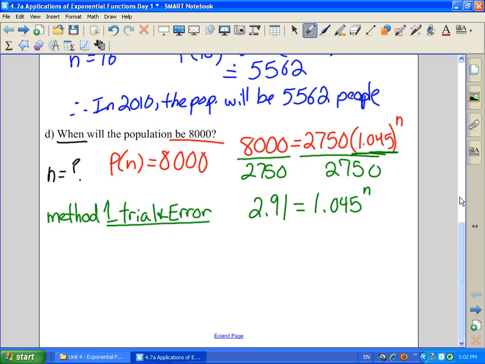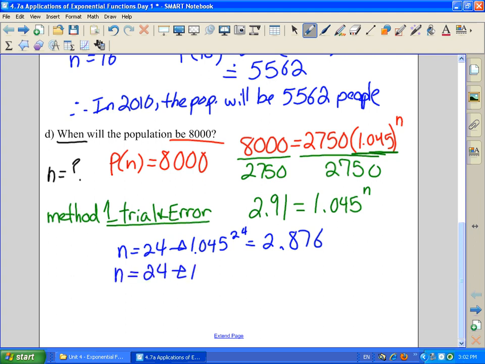First number that comes close for us is N equals 24. So what does that look like? It's 1.045 raised to the 24th. What does that equal? 2.876. And then we'll go one that's another one that's close, where N equals 25. So that's 1.045 to the exponent 25, and that equals 3.01. Then all you need to do, folks, is say which one of these values is closest to 2.91, and that's this one. So this is the closest.